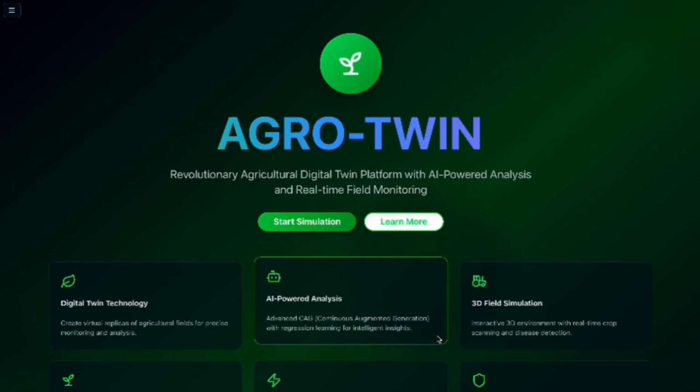What is AgroTwin? Agro means agriculture and twin means digital twin. We are incorporating digital twin technology in agriculture. First of all, what do you mean by digital twin technology? Digital twin technology is nothing but replicating a physical entity into a digital one, through which we can identify diseases in crops and plants, not by manually checking each crop in an acre of land.